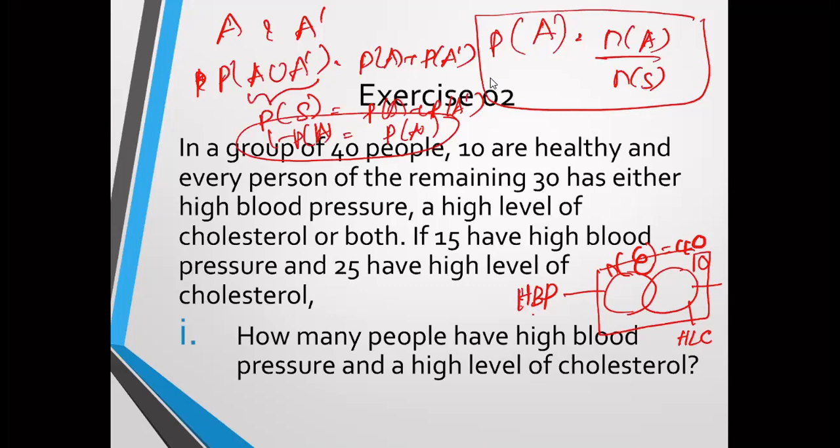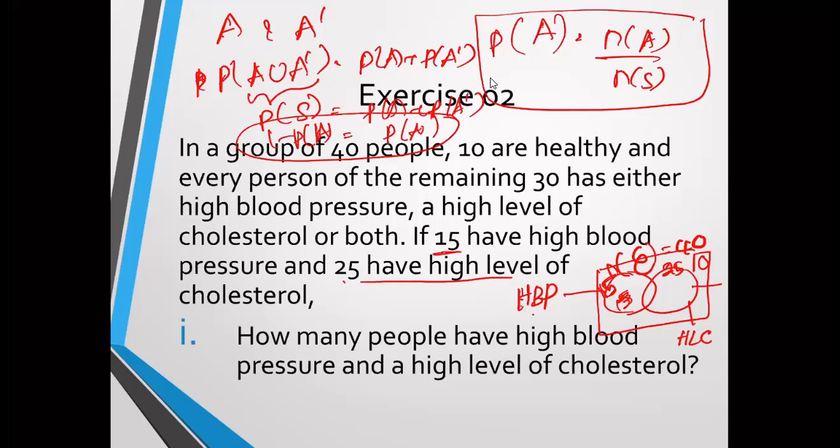It says 15 people have high blood pressure. So we have to put 15 here. They have high blood pressure, 15. Not here, right? Not here, but on the circle. 15 have high blood pressure and 25 have high level of cholesterol, 25. So we have to write 25 on the circle for high level of cholesterol.